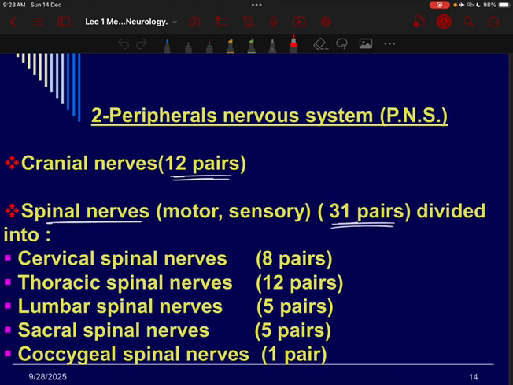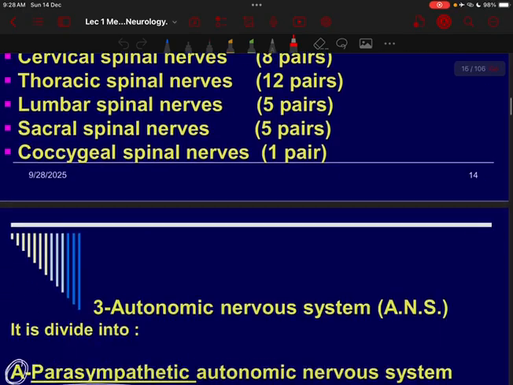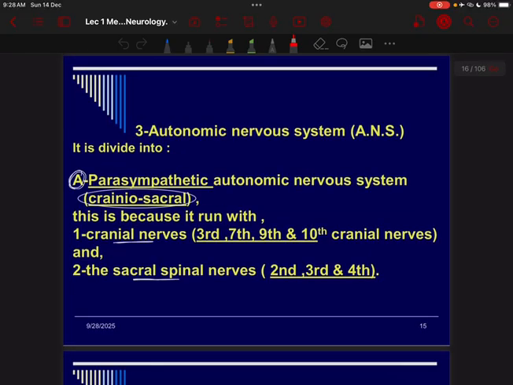The autonomic nervous system is divided into 2 types. The parasympathetic autonomic nervous system is called craniosacral. Why is it called craniosacral? Because it runs with cranial nerves and also with sacral nerves. For example, it runs with the cranial nerves 3rd, 7th, 9th, and 10th.